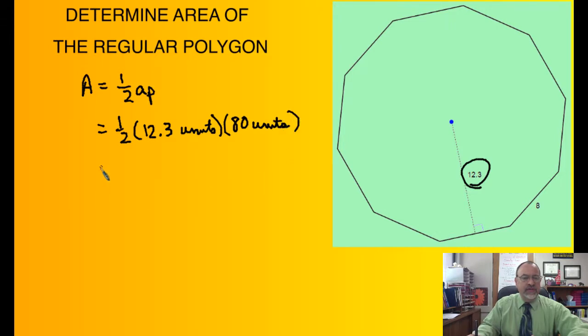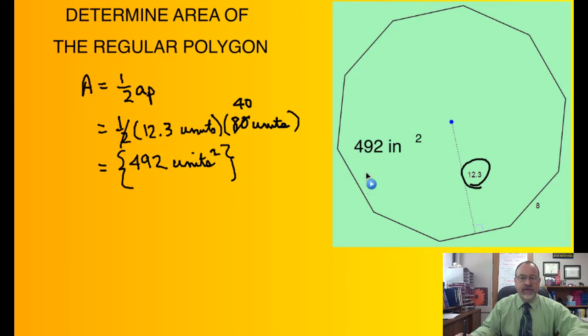So I've substituted in my formula. I simply need to do the arithmetic. I can take half of the 80, because that's an even number, that's going to be 40, and then I do 40 times 12.3. 40 times 12.3 ends up being 492, and then I have units times units, which would be units squared. And so this would be the area of this regular polygon.